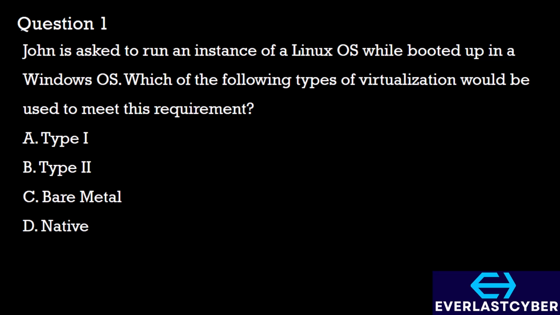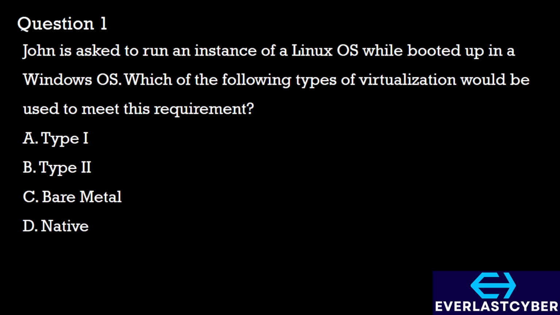Question 1. John is asked to run an instance of a Linux OS while booted up in a Windows OS. Which of the following types of virtualization will be used to meet this requirement? A. Type 1. B. Type 2. C. Bare metal. D. Native.